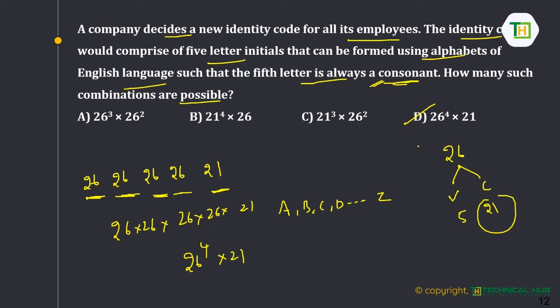Is it clear, everyone? In the question they have mentioned the letters cannot be repeated. It means repetition is allowed. That's why in the first 4 places you can fill any letter. So total 26 letters are there, so for this place 26 ways is possible. For second also 26 and third also 26 and fourth also 26.